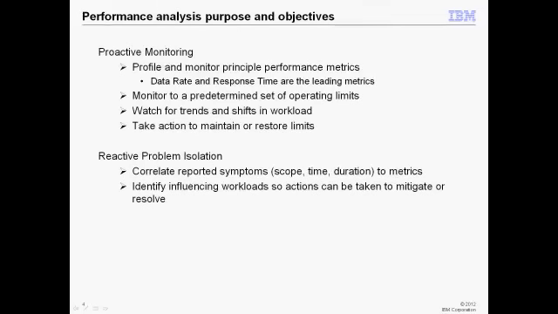Okay, performance analysis purpose and objectives. There are two primary applications for performance analysis. The first is to facilitate proactive monitoring. Here we profile and monitor principal performance metrics. We monitor to a predetermined set of operating limits, watch for trends and shifts in workload, and take action to maintain or restore limits. The second application is for reactive problem isolation. Here we correlate reported symptoms, defined by scope, time, and duration of the impact, to metrics. And we identify influencing workloads so action can be taken to mitigate or resolve the problem.